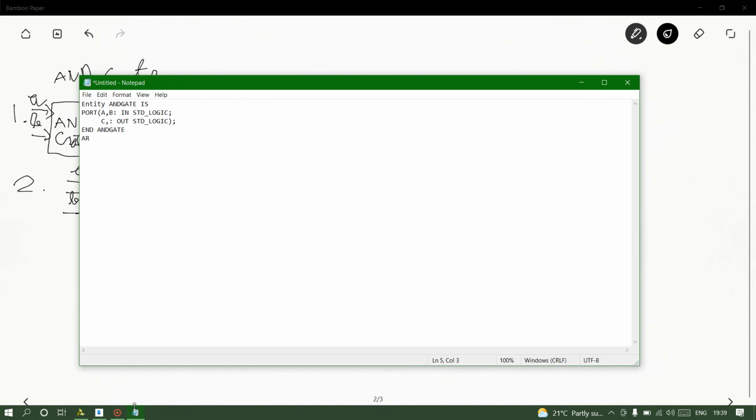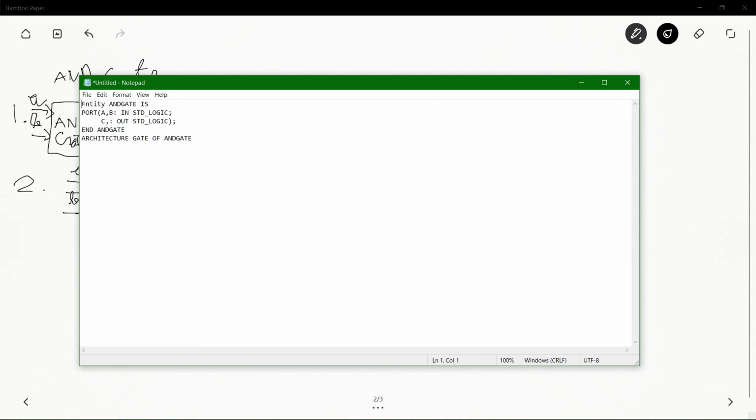architecture, and then I have to give the name of my particular architecture. Suppose I am giving it to be gates, of, and then again we have to describe our entity name, AND gate. So guys, see, after defining my entity, in the next part we are defining our architecture.